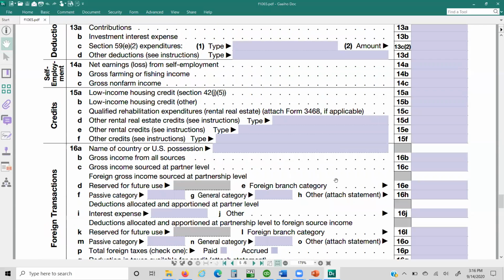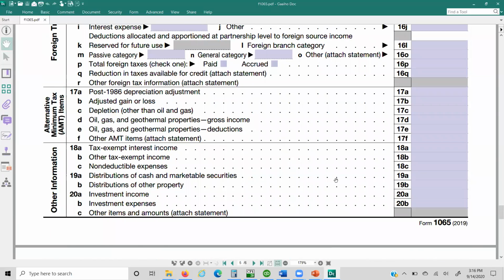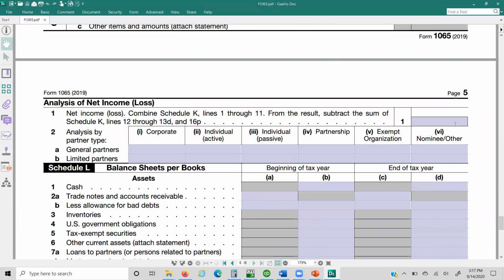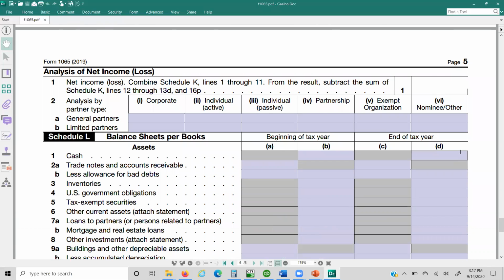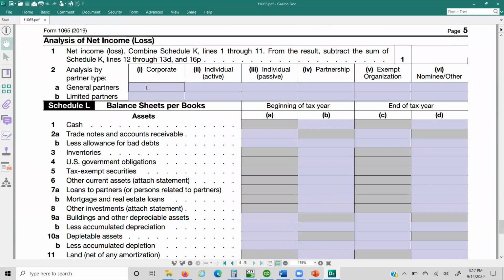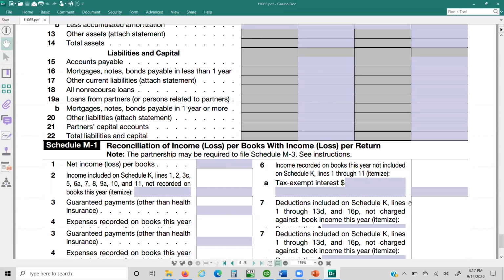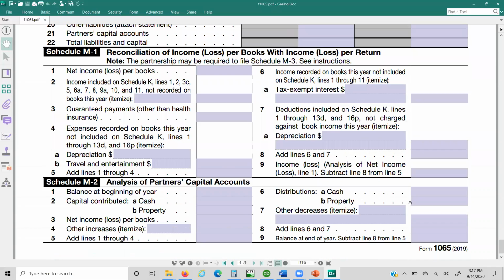So page 4, Schedule K. Schedule K actually ends at the top of page 5. We have an analysis by partner type. That's basically saying how many K1s are going to be generated for the year. Schedule L is a balance sheet per books. And Schedule M1 and M2.